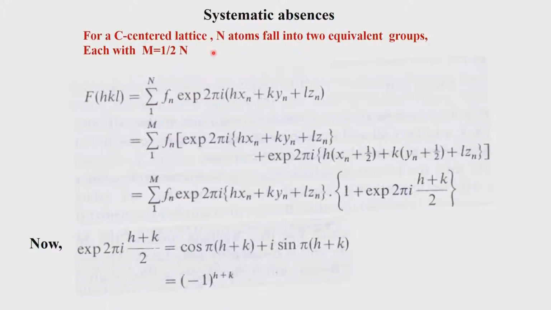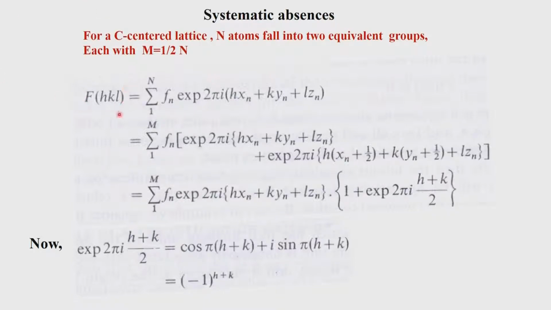Similarly, here the n atoms are divided into two parts. There is one part which is associated with x, y, z, and the other part which is associated with half plus x, half plus y, z, representing the C centering in the lattice. So, what is the effect of that on the structure factor? Each of them has half of n. So, if n is the total number of equivalent points, m is half of n. I hope these equations are fairly clearly seen in the projection. You see it all right?